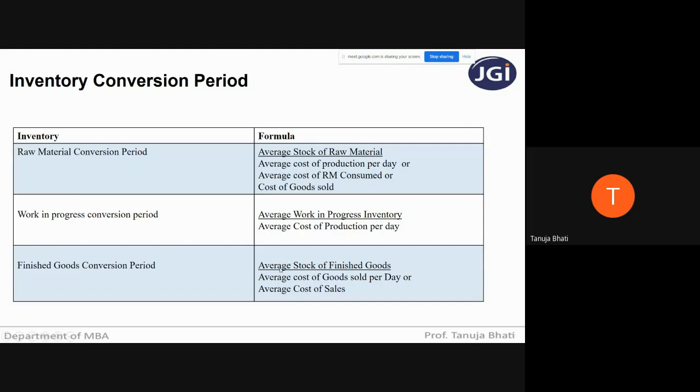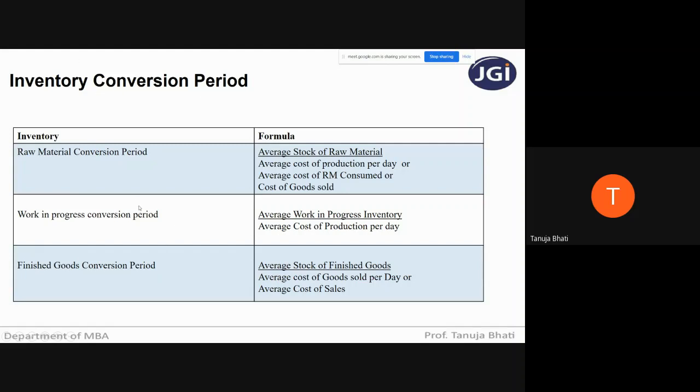The formula is average stock of finished goods divided by average cost of goods sold per day, or average cost of sales. That is, the finished goods conversion period will tell you the time period involved in converting the finished goods into sales. So this is the inventory conversion period.